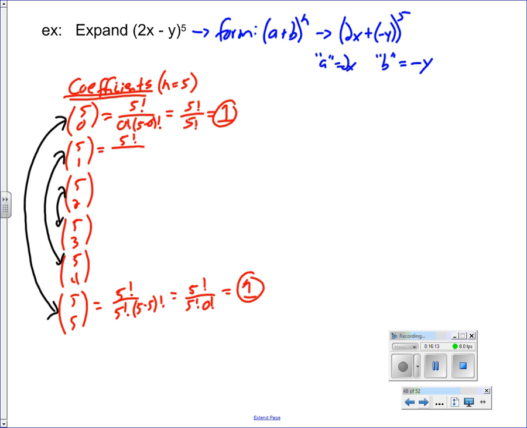This one, same formula. It's going to be 5 factorial over 1 factorial, 4 factorial. So 1 factorial is just 1. We can go ahead and get rid of that. We have 5 times 4 factorial over 4 factorial. Those cancel out, and I have 5.